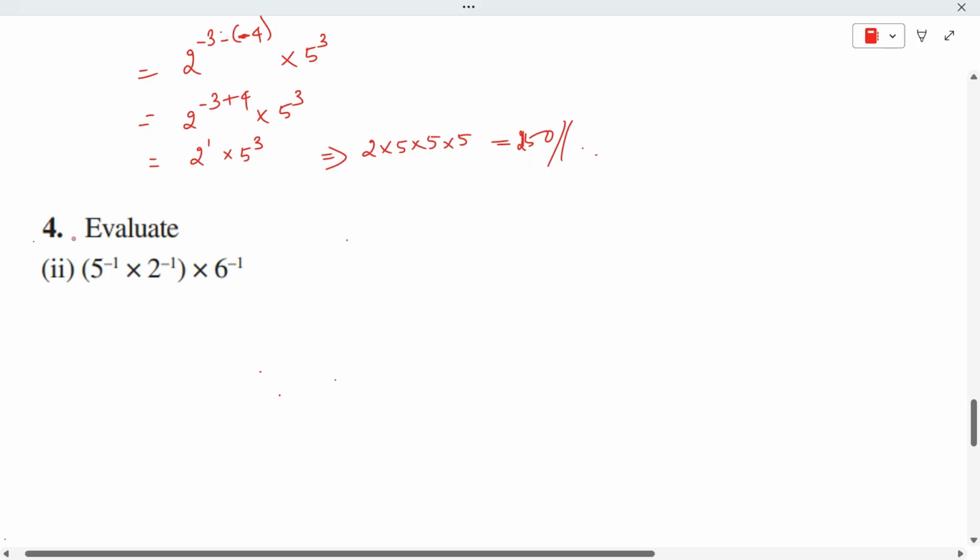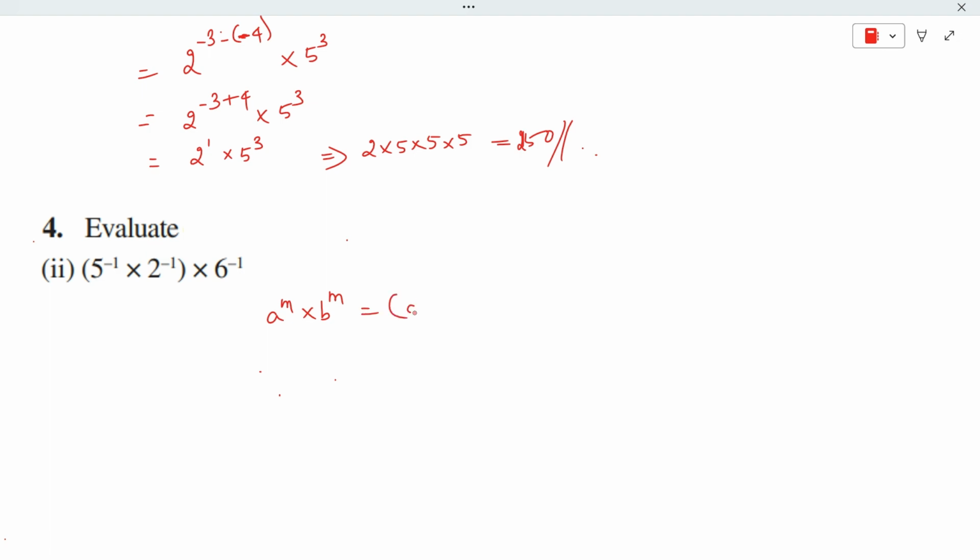So the second sum of question number 4. So you can see here the powers are same, but the bases are different, isn't it? So when the powers are same and bases are different, I need to multiply the bases keeping the power as such. So I'm just multiplying the bases. 5 times 2 is 10, which will be 10 power minus 1 into 6 power minus 1. Again I can apply the same law here. So 10 into 6 will become 60 power minus 1. So that can be written as 1 by 60 power 1, which is 1 by 60.